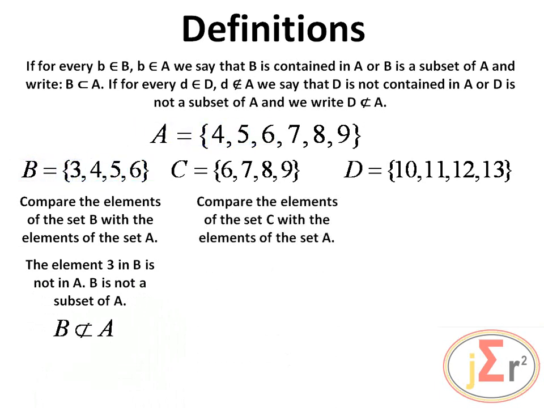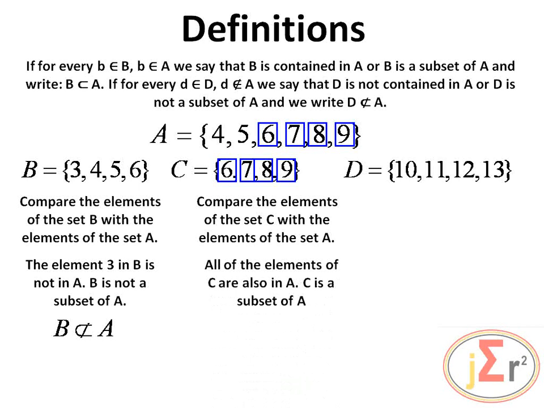We are going to compare the elements of set C with the elements of set A. We have 6 present, 7 present, 8 is present in A also, and 9 that is in C is also present in A. So we see that all of the elements of C are also in A. C is a subset of A.